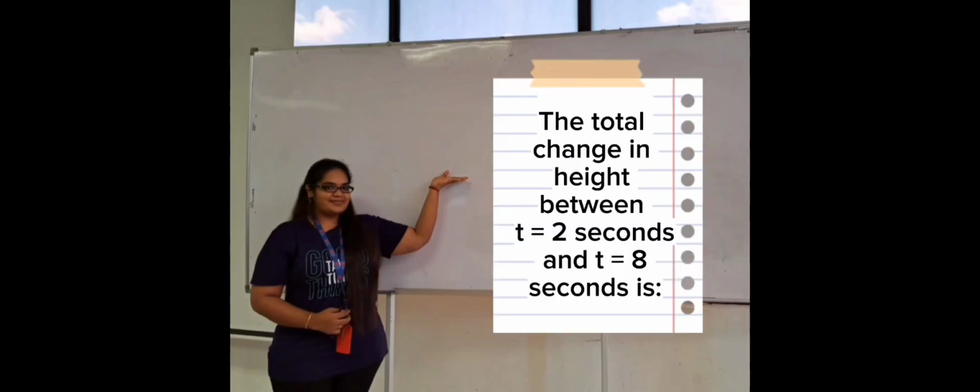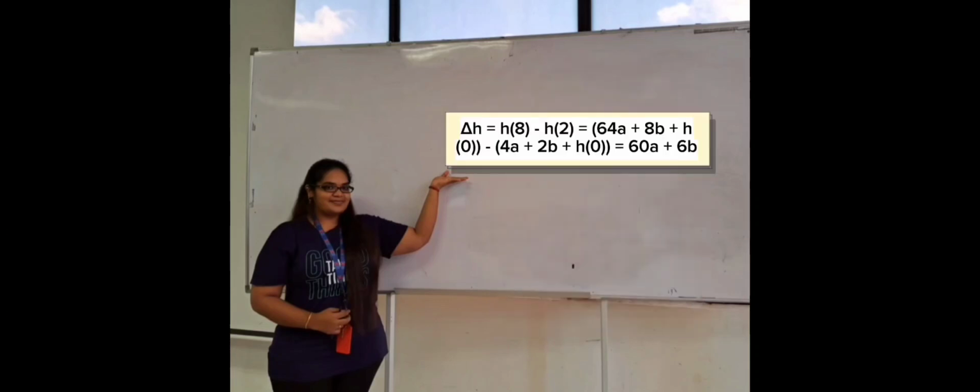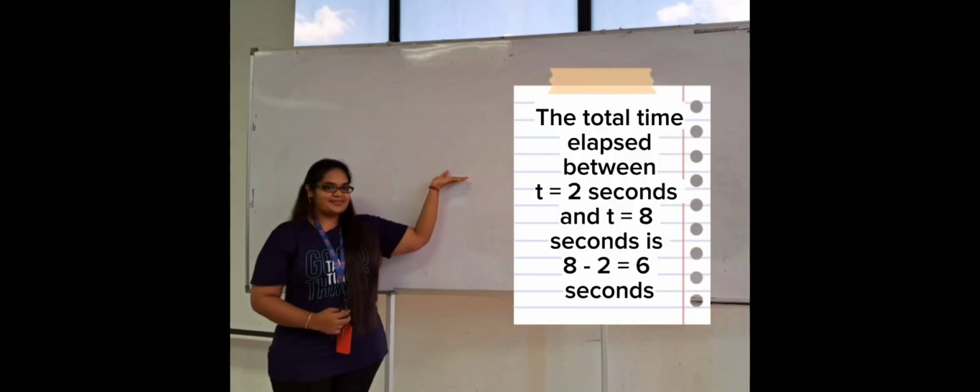So the total change in height between t equals 2 seconds and t equals 8 seconds is Δh equals h(8) minus h(2) equals 64a plus 8b plus h0 minus (4a plus 2b plus h0) equals 60a plus 6b. The total time elapsed between t equals 2 seconds and t equals 8 seconds is 8 minus 2 equals 6 seconds.